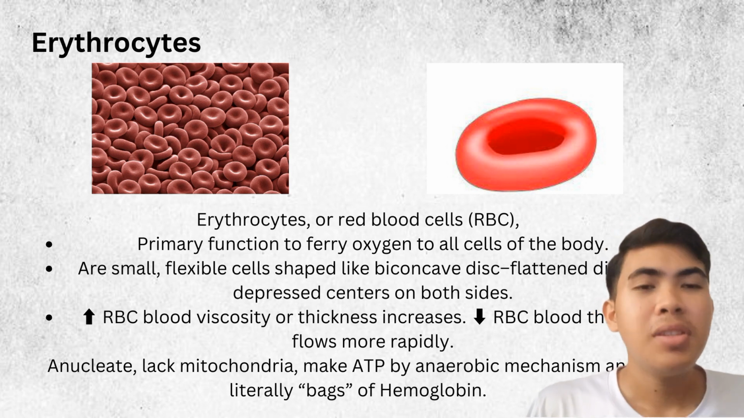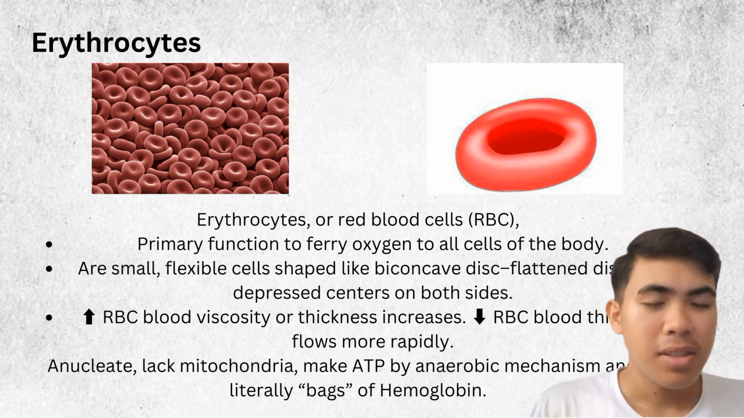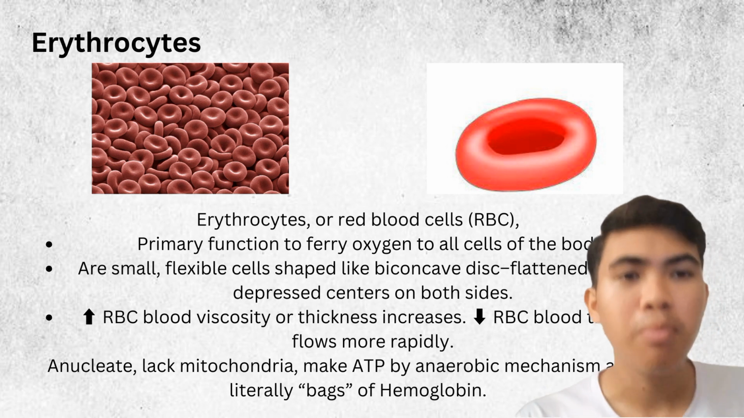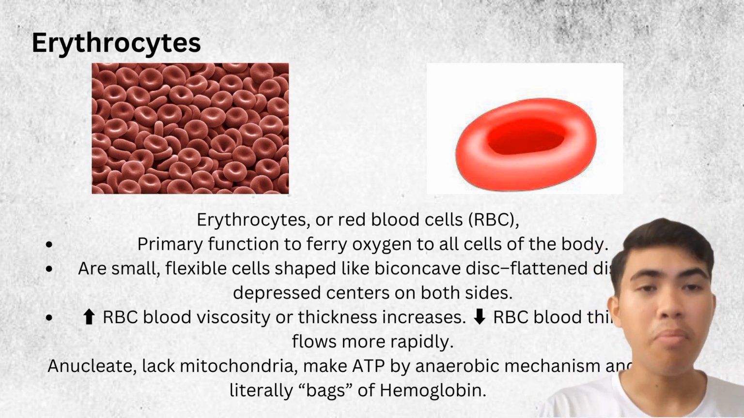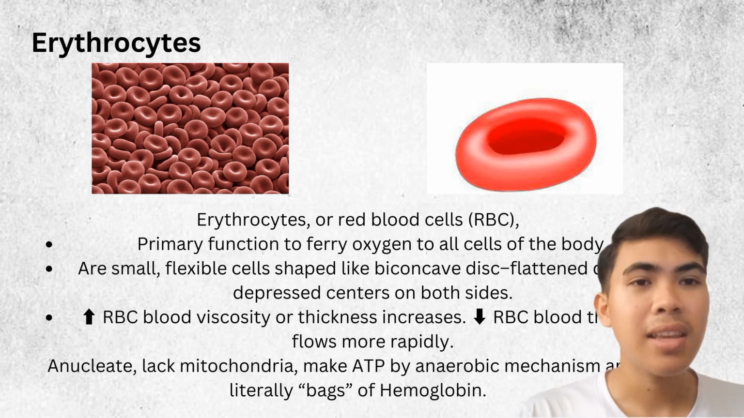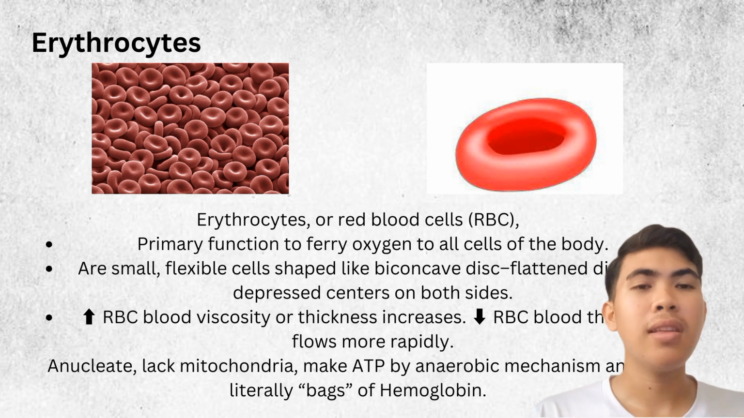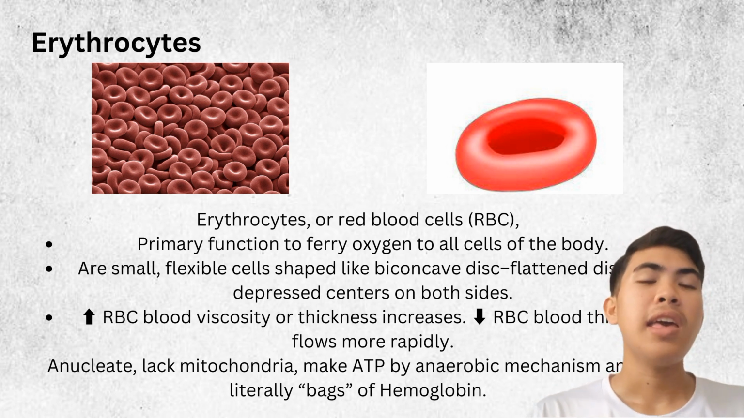Now, RBC is a major contributor, the number one contributor, to blood viscosity. When we talk about blood viscosity, it measures the level of thickness and thinness or stickiness of your blood. So if the red blood cells increase, blood viscosity or thickness increases as well. If the RBCs decrease, blood thins and flows more rapidly.